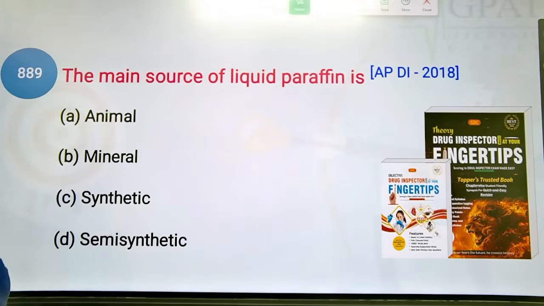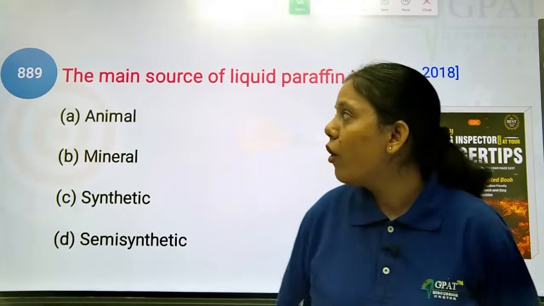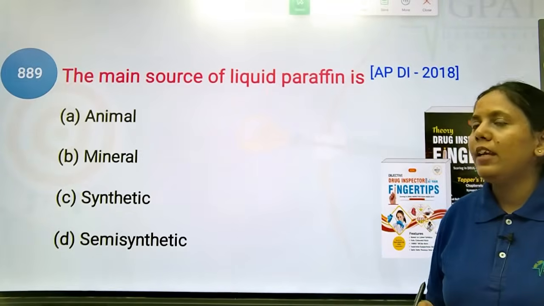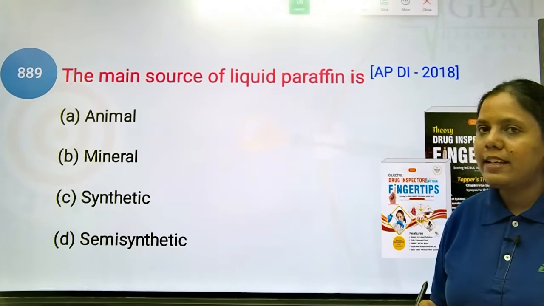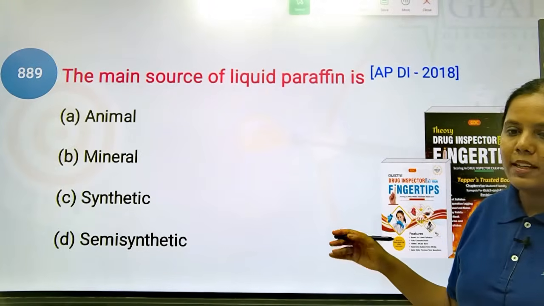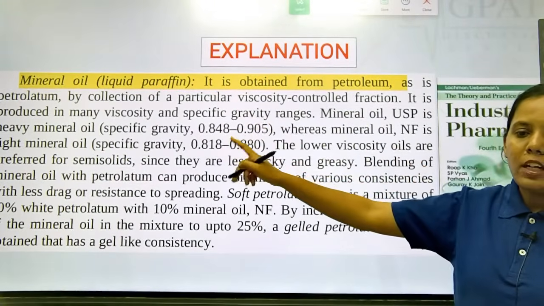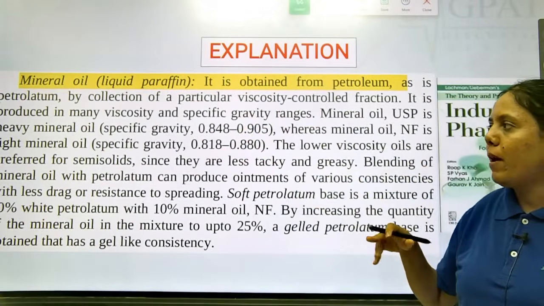Next is, the main source of liquid paraffin is, Andhra Pradesh DI 2018. The main source of your liquid paraffin is animal, mineral, synthetic, or semi-synthetic. So it is a mineral source. Option B is the right answer. In the bracket also, in the reference books you will see that it is your mineral oil, which is your liquid paraffin. Okay.